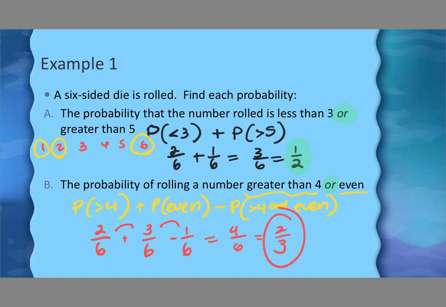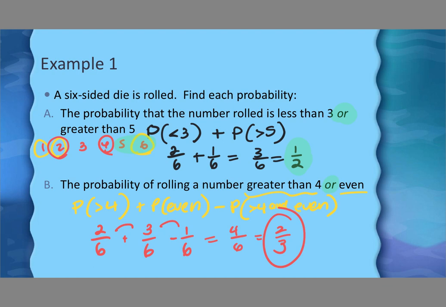And again, I could have looked at my set and I could have found anything that's greater than 4, which is 5 and 6, and also even, which is 2, 4, and 6. No, wait, greater than 4 or even, sorry. And that would have resulted in the same thing. Because 2 and 4 would be even and 5 and 6 would be greater than 4.